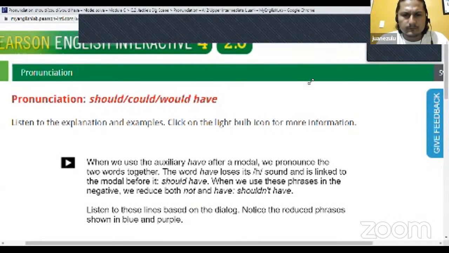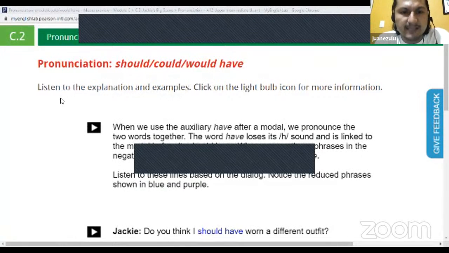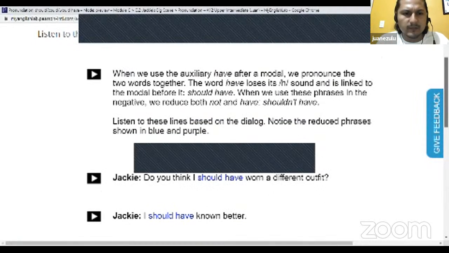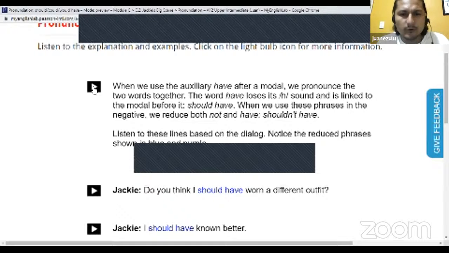So to begin with, okay? Let's listen to our coach, our teacher, for the formulas for should, could, would, and reshare my screen. There it is. So let's begin. Pronunciation should, could, would have. Listen to the explanation and examples. Click on the light bulb icon for more information. Now let's listen to the grammatical formulas. Well, in this case, more than grammatical, it's pronunciation, okay?